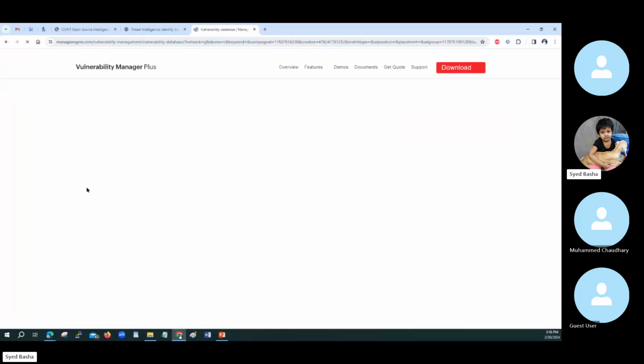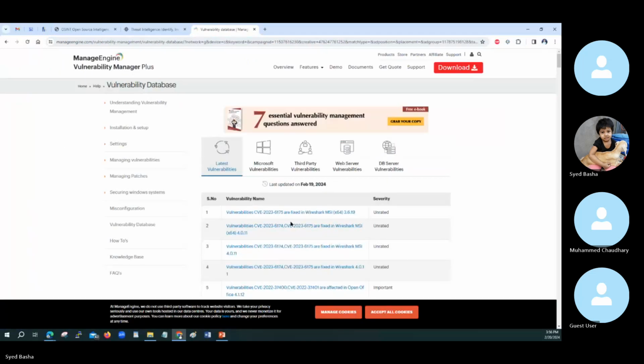Every company does have a vulnerability database. See this vulnerability database. What is mentioned here? Vulnerability CVE-2023-6175 fixed in Wireshark. CVE is common vulnerabilities and exposures. The number 2023 is the year they found it, and then they gave a serial number for this vulnerability, which is 6175. It is fixed in Wireshark.